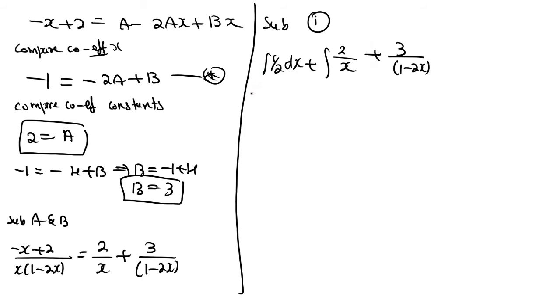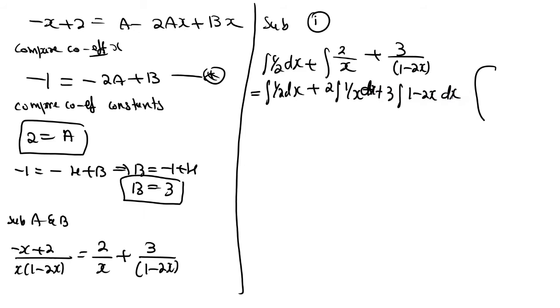Now integrate this one. You can write it as the integration of 1 by 2 into dx plus the integration of 2 into 1 by x plus 3 into the integration of 1 by (1 minus 2x), with dx everywhere, put plus. For this term, put 1 minus 2x equal to t, then you will get minus 2 is equal to dt by dx. So what is the value of dx? The dx value is equal to minus dt divided by 2, right?